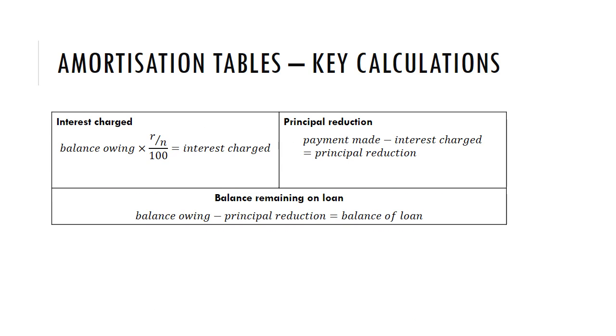A couple of key ideas or formulas to remember. The way we calculate interest charged is our balance owing times our interest rate divided by the number of times a year. So if it's compounding monthly, that N would be 12. If it's compounding annually, it's 1, or we can leave it out, and quarterly it's 4. That gives us my interest charge. My principal reduction is the payment I've made minus the interest charge, so what's left goes towards principal reduction. And the balance I owe on the loan is what I previously owed minus this principal reduction, which gives me the current balance after the next time period.